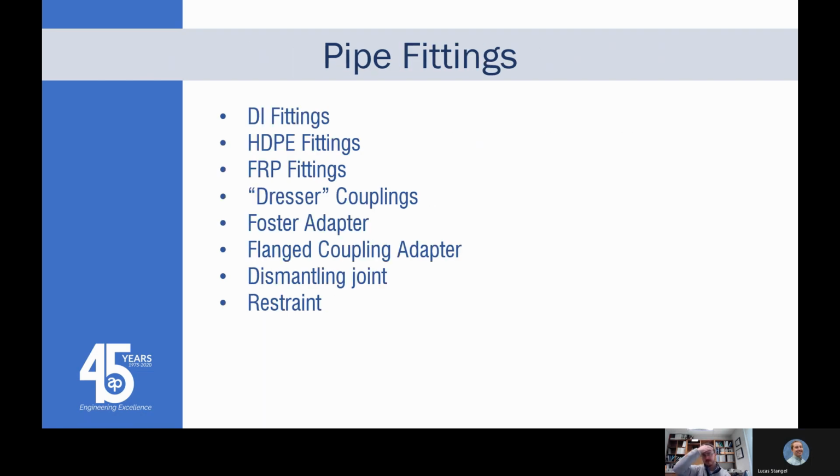Okay. So next we're going to talk a little bit about pipe fittings. Up till now we've talked mostly about pipe, obviously, and we're going to transition a little bit into the fittings that you're going to need for installation of each one of these pipe types. So the main ones we're going to talk about today: ductile iron fittings, HDPE fittings, which are kind of a different animal, FRP fittings, like Lucas was just talking about, and then some of the ones that you guys are probably using every day, or at least pretty familiar with, such as dresser style couplings, Foster adapters, flange coupling adapters, dismantling joints, and then we'll talk a little bit about restraint.